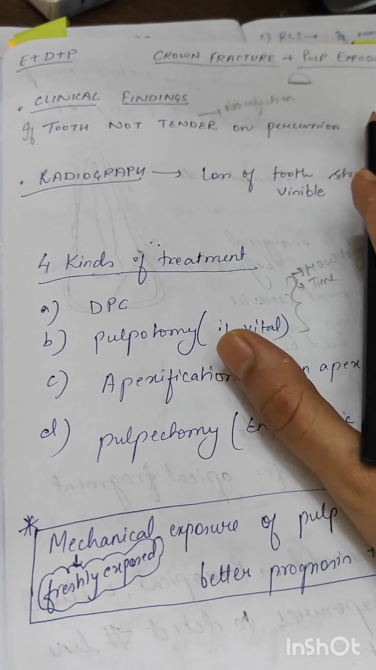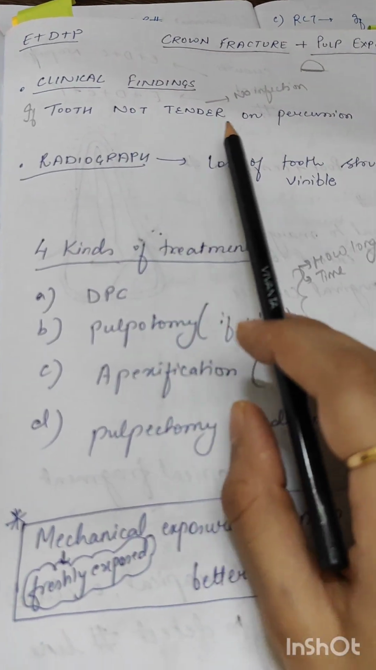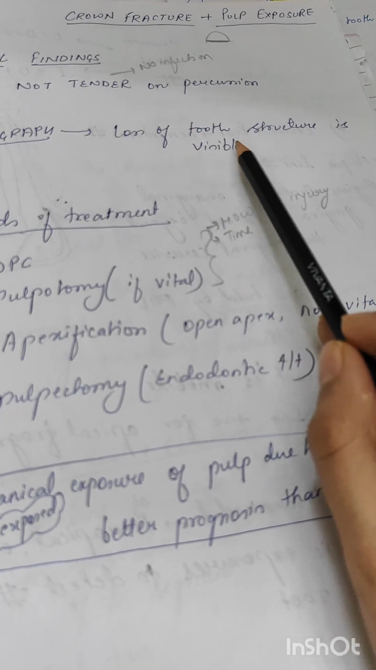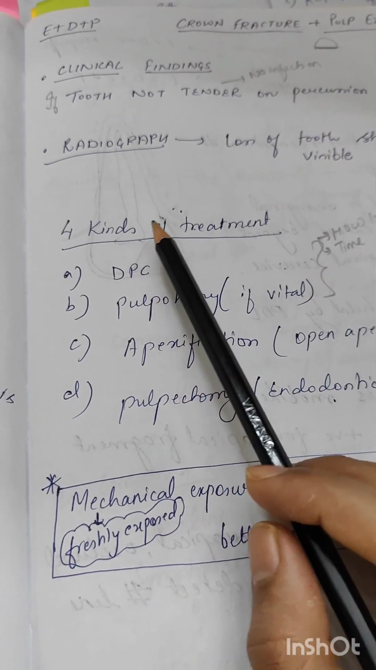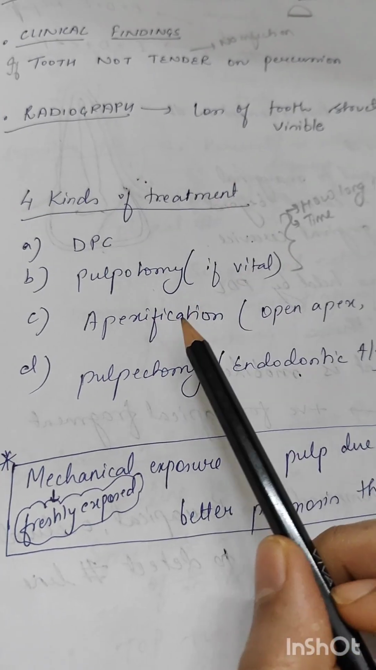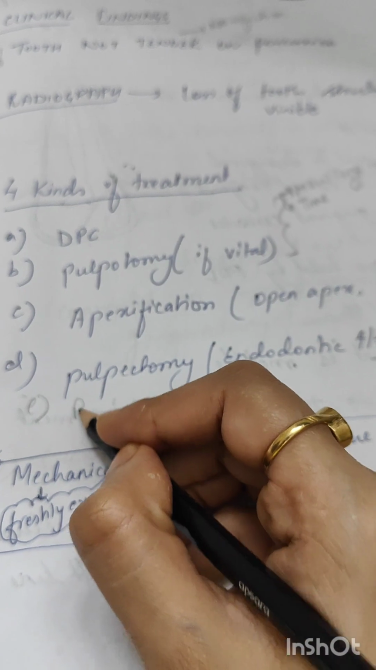Crown fracture with pulpal exposure. Clinical findings: if the tooth is not tender on percussion, that means no infection is present. In the radiograph, you can see the loss of tooth structure. Four kinds of treatment can be done: direct pulp capping, pulpotomy, apexification, pulpectomy, and the new one, regenerative techniques.